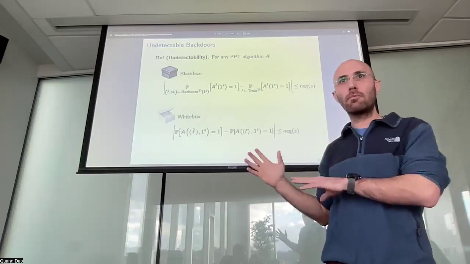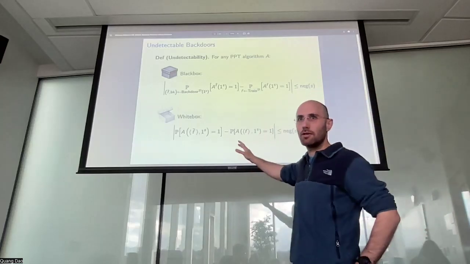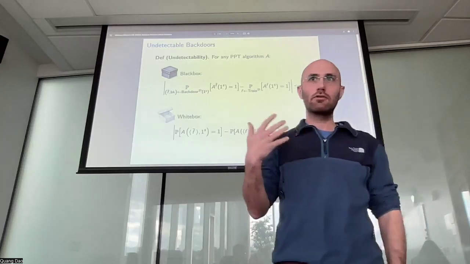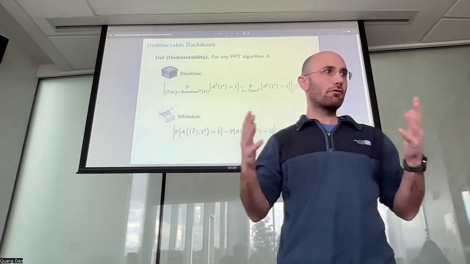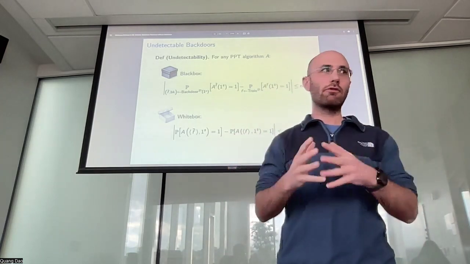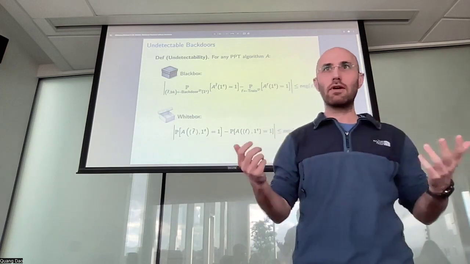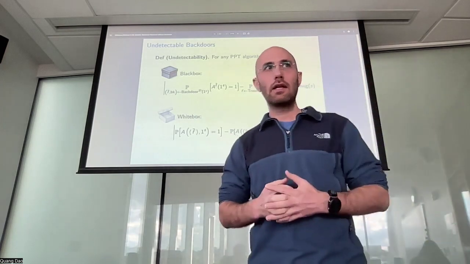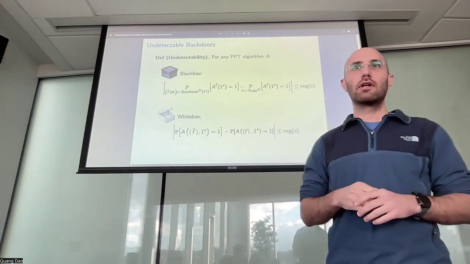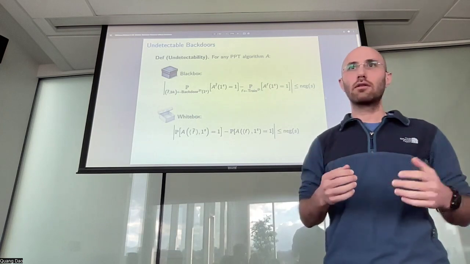So that's the black box definition. The white box definition is the same thing, except that the auditor gets the full description of the network, the full parameters, or the full code of whatever the classifier is, and still it cannot tell the difference between an honest and dishonest model.